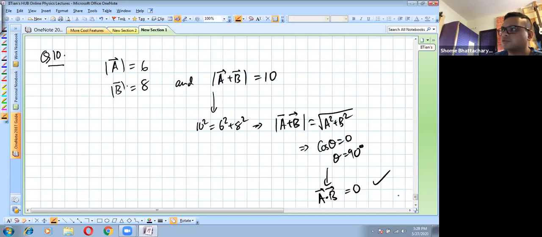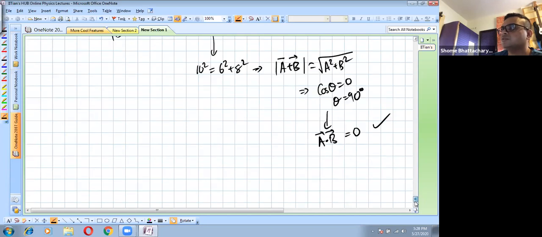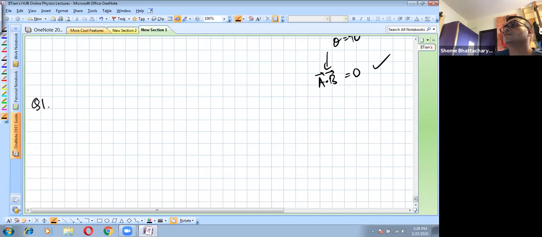Then the 11th question is also very direct. Direction cosines are given to you. So in the 11th question, cos alpha is given, cos beta is given, and cos gamma is given, and the magnitude of the vector is given. So from that we have to find the components.